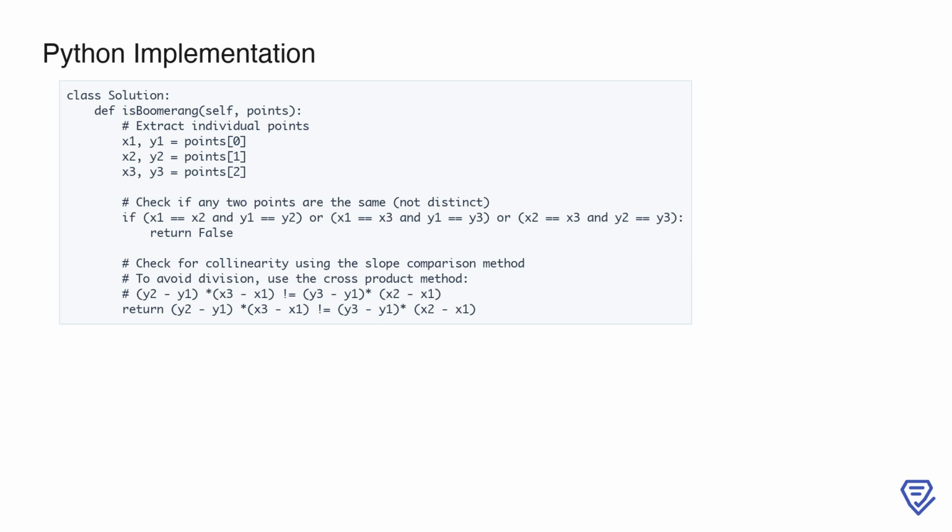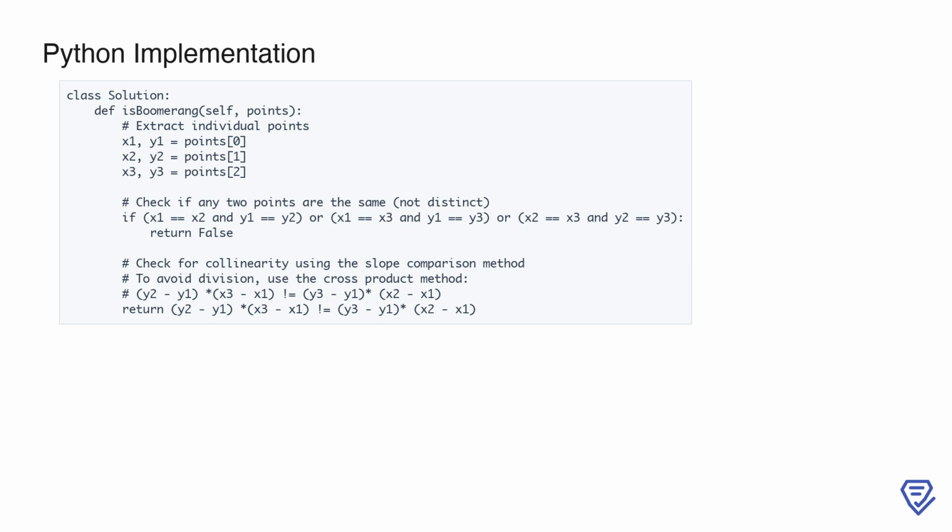Explanation of the code. 1. Extract points. The method extracts the x and y coordinates of the 3 points provided in the points array for easy access. These are referred to as x1, y1, x2, y2, and x3, y3. 2. Check for distinctness. The first part of the code checks if any 2 points are identical. If 2 points are the same, the boomerang is invalid since the points are not distinct. This is done by comparing the coordinates of each pair of points.